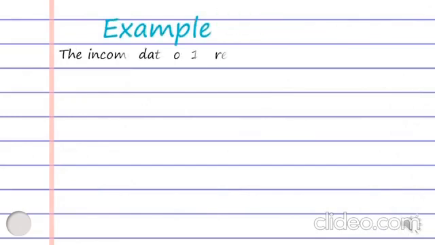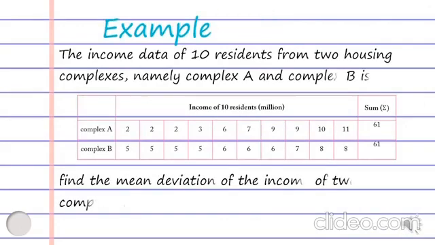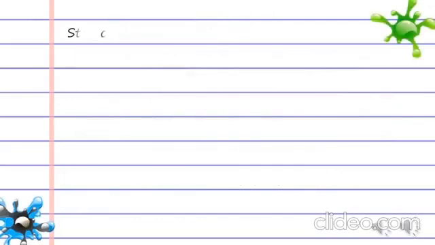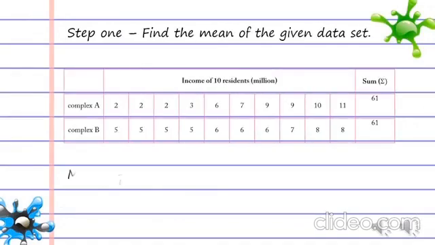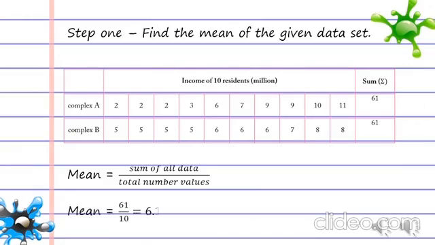Let's use this example to calculate the mean deviation. The following dataset represents the income of 10 residents from 2 housing complexes. Step 1 will always be to find the mean of the given dataset. To find the mean of any dataset, you have to add up all of your elements together and divide by the total number of values. The sum of the 10 elements of complex A and complex B is the same, that is 61. And we divide that by 10.